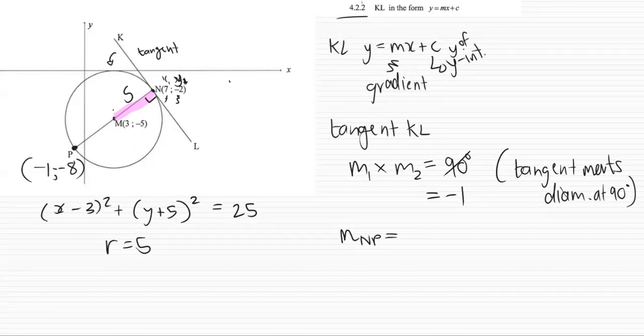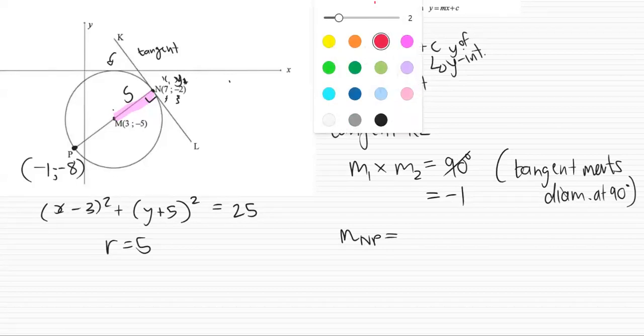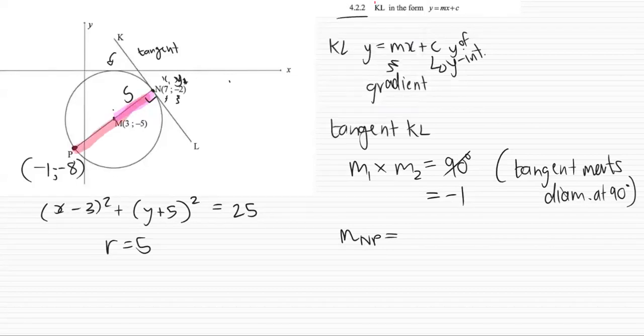Gradient of NP. So doing NP is using the gradient formula y2 minus y1 over x2 minus x1. So if we start on y2, then we have to start on x2. Same thing as shown in the distance formula, with the gradient formula, order matters. So if we start on N, we have to start on the x of N as well.